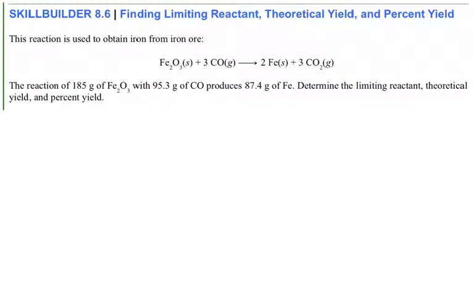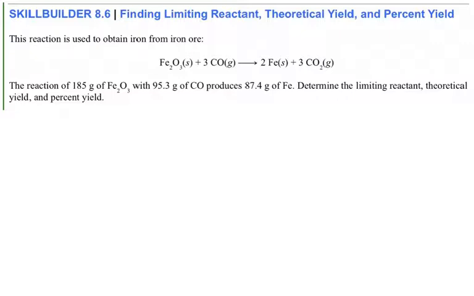Now here's a skill builder. I would like you to try this one. The equation is already given to you. It's balanced. Notice they're telling you have 185 grams of Fe2O3, which is iron 3 oxide. You're reacting it with 95.3 grams of carbon monoxide. And the product that you're making here is 87.4 grams of iron. So determine the limiting, the excess reactants, who is the theoretical yield, and go ahead and find the percent yield for this problem. I'm going to go ahead and pause the video, and then when you are ready, we'll come back and work it out together to see how you did.